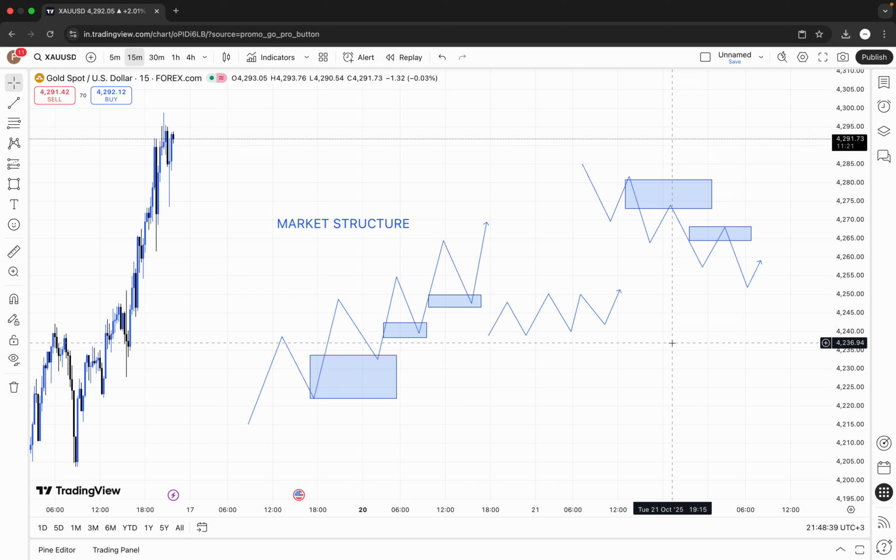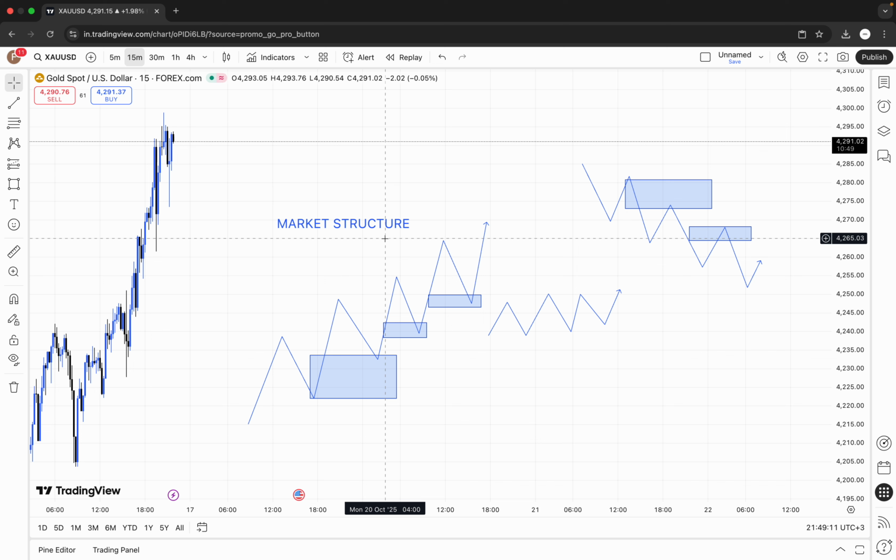So market structure is very, very important. It doesn't matter if you trade smart money concepts, price action, ICT, anything you trade, you have to understand market structure. It's the base core of trading. Before you develop any trading strategy, this is the first thing you have to understand. And this is just part one. I'll go into details. We also have the framework. All right, I'll take you through it.